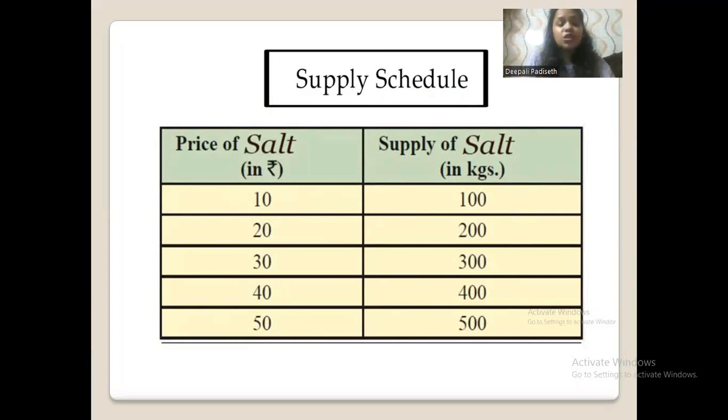And if the price of salt is 20 rupees, then its supply is 200. Moving on, when the price of salt is 50 per kg, then the supply of salt is 500. So the more the price of salt has become, the more the supply has become. First it was 10, the supply was 100; at 20, the supply became 200. So like this, as the price increases, the supply also increases.